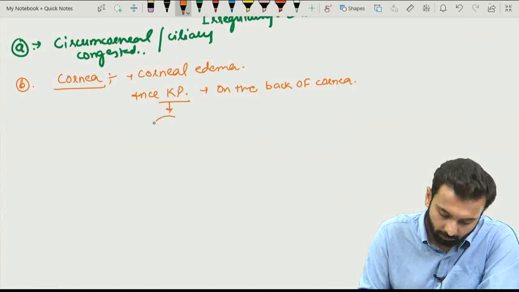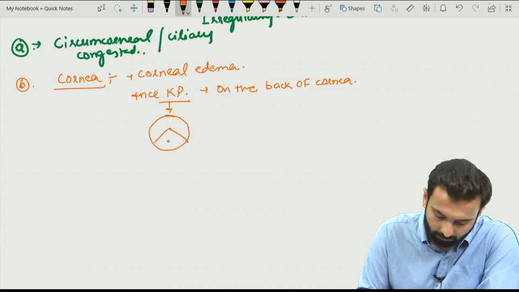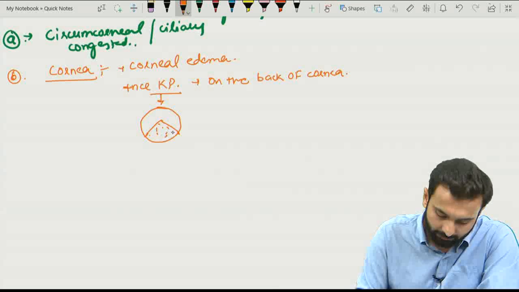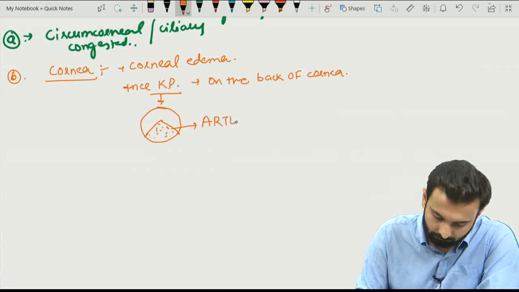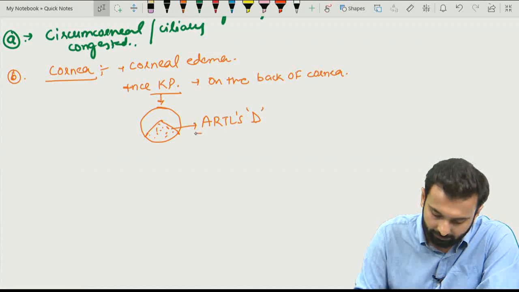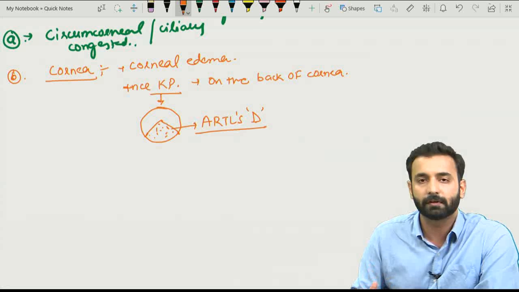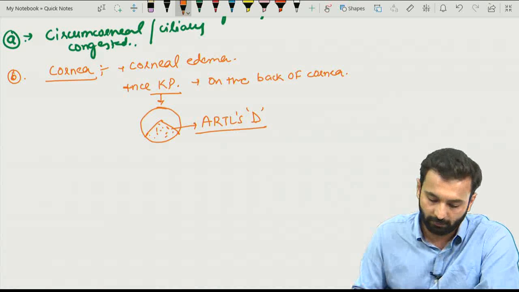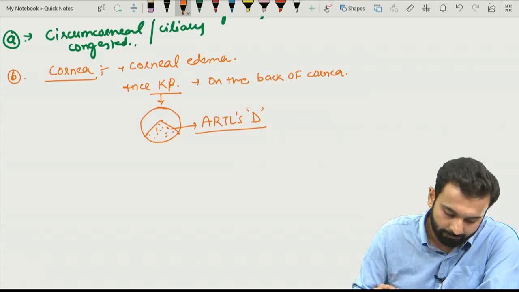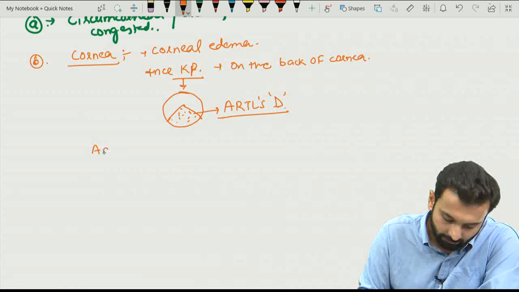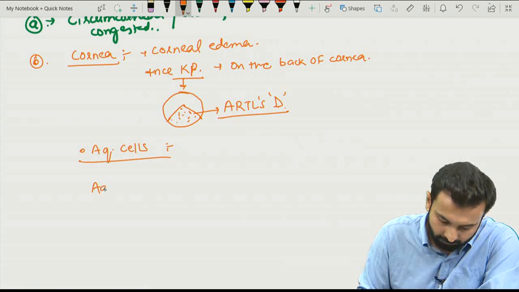So KPs are located on the inferior part, in an inferior triangular-like fashion. This triangular-like fashion is known as Arlt's triangle, with apex of the triangle pointing upwards due to action of gravity and the aqueous flow, right? So there will be presence of KPs. Then in the anterior chamber you will see aqueous cells and aqueous flare.